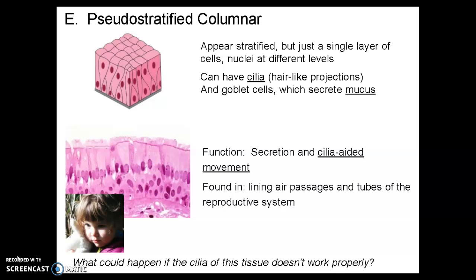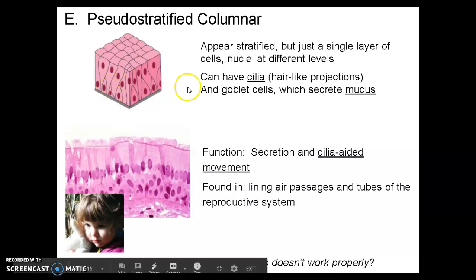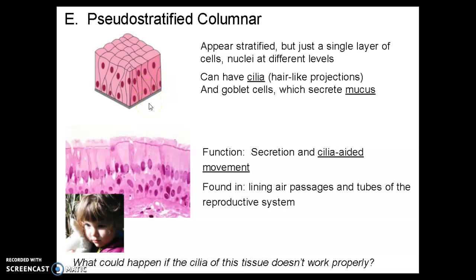The first is pseudostratified columnar. These cells appear stratified because they have such awkward shapes, but they are actually a single layer because all of the cells are attached to the basement membrane. If you look at this diagram here, you can see every single cell makes contact with that basement membrane. So it really is just one layer. But the nuclei are all over the place. So it's hard to tell whether this is one layer or another.